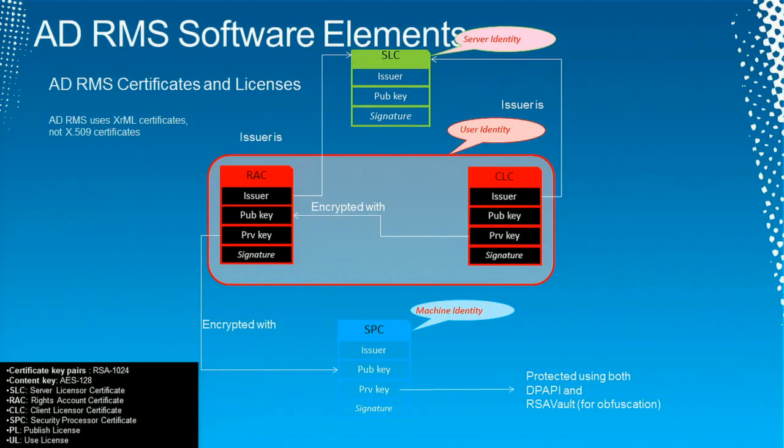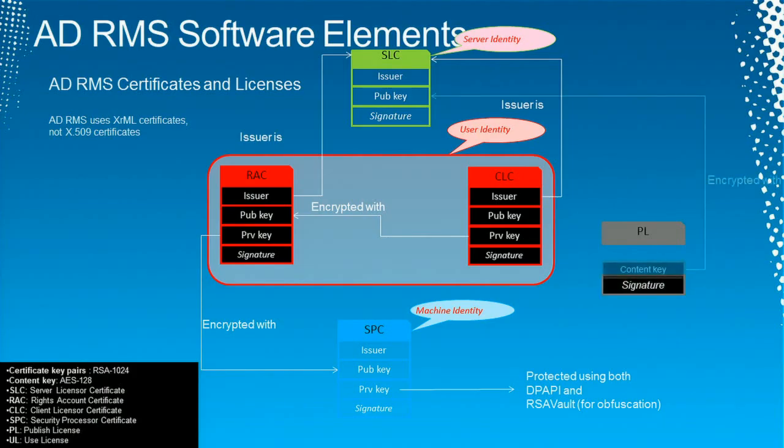Then on the bottom half, if you take a look at the RAC on the left-hand side, you have this thing called the SPC, which is installed on each machine, right? It's the server security processor certificate. Essentially that chains all the way down to a private key that's installed on your machine. What that enables the system to do is, when content is protected back to the user RAC, the private key for the RAC is chained all the way down to the security processor certificate, which is ultimately responsible for decrypting content.